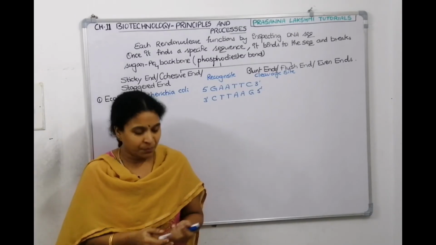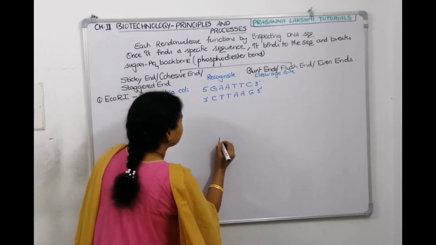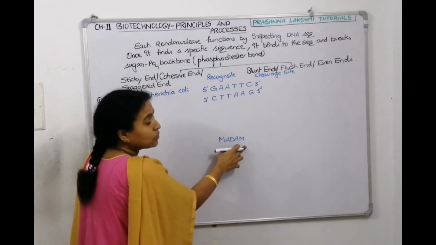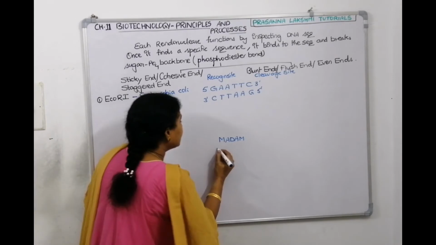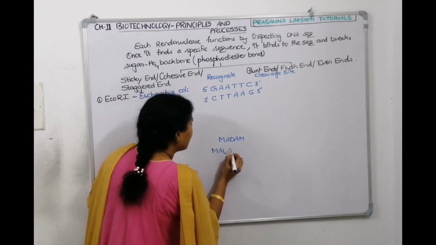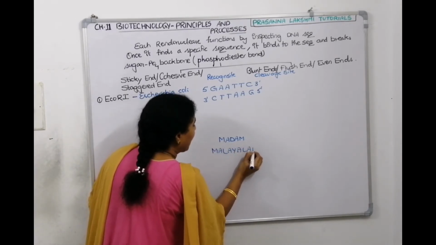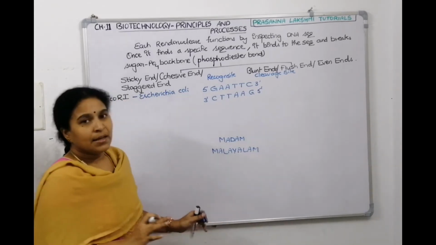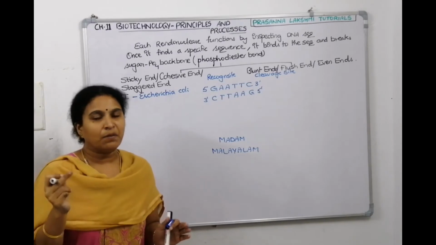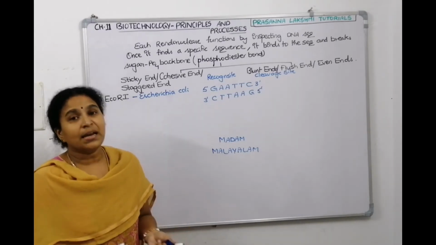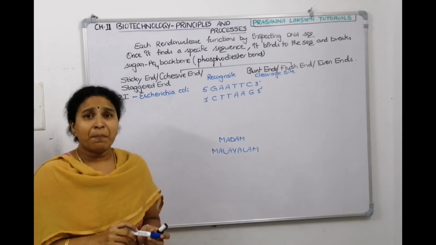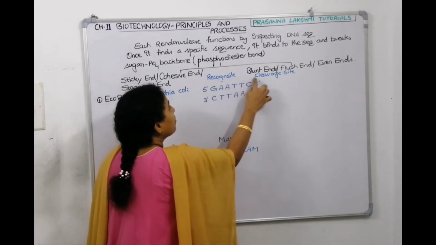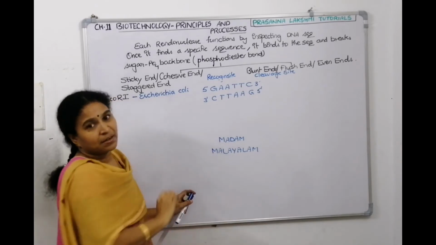What do you mean by palindrome? In English, we say madam is a palindrome. Madam this way also, madam that way also. In NCERT, they have given Malayalam as a palindrome. Malayalam this way also, Malayalam that way also. In English it is only one sentence, one way you can do it. But in DNA, which has 2 strands, we call it a palindromic sequence with rotational symmetry.